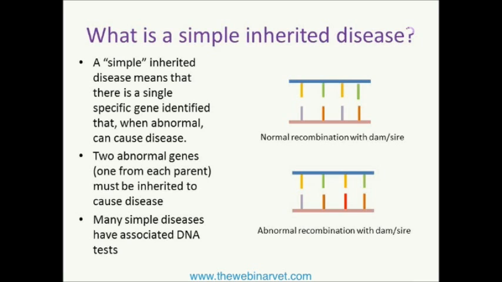So just to give a little definition of what I mean by simple inherited diseases, I'm really talking about a disease where a single specific gene is identified and associated with that disease, and when it's abnormal is where the problem arises. As I'm sure you're all familiar, you inherit 50% of your genes from one parent and 50% from the other. And for simple inherited diseases, you would need one abnormal gene from each parent in order to cause the disease as part of recombination. And there are many simple diseases that have associated DNA tests.